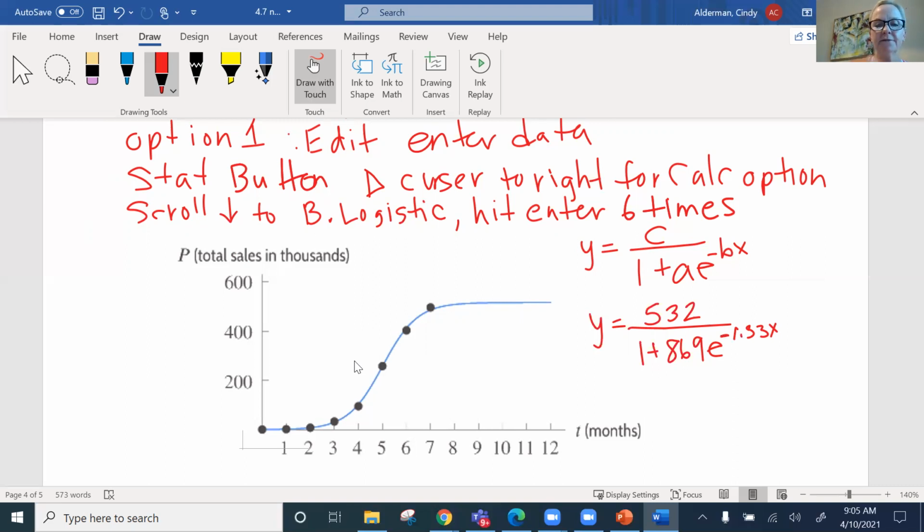All right, and so when you graph it, you put this in your graphing calculator and it'll look something like this graph. Now let's point out a couple of things here. This point right here is the inflection point, and that is when T is 5, you're going to get 258 sales. So that's the inflection point. And notice too that we found this by just doing L divided by 2. And then we found L up here, which would be where that horizontal asymptote is at 532.